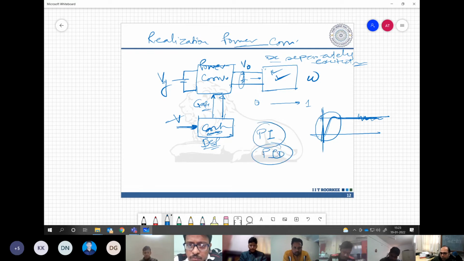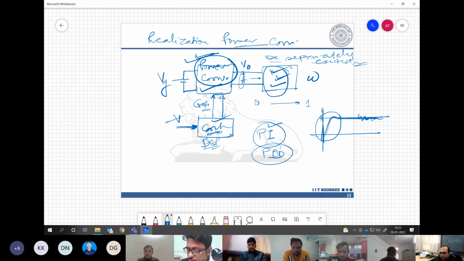Okay, how do you design that? That is the first question. For doing that, we definitely need to model all these components. One part we have done, we have modeled the power converter. There is no problem in that. Correct? The second part is that we have to model the DC separately excited motor.